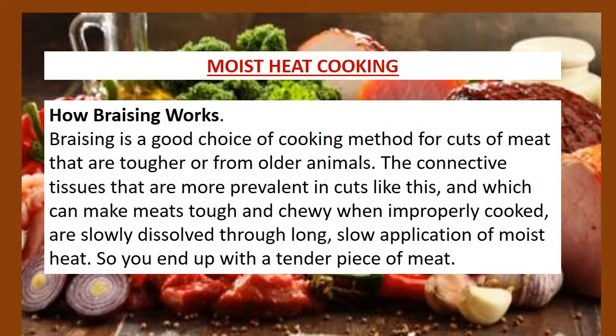How braising works. Braising is a good choice of cooking method for cuts of meat that are tougher or from older animals. The connective tissues that are more prevalent in cuts like this, which can make meat tough and chewy when improperly cooked, are slowly dissolved through a long, slow application of moist heat. So you end up with a tender piece of meat.